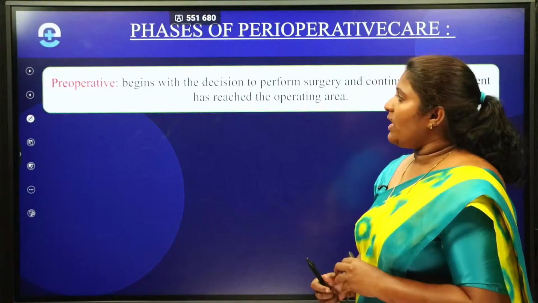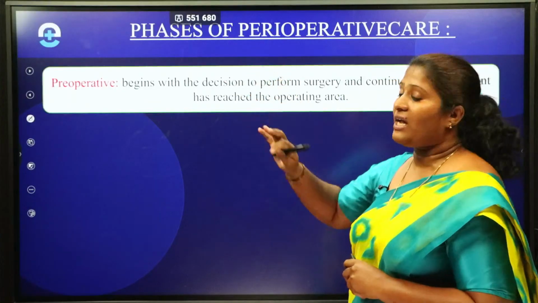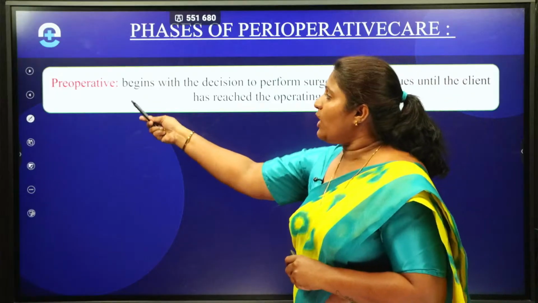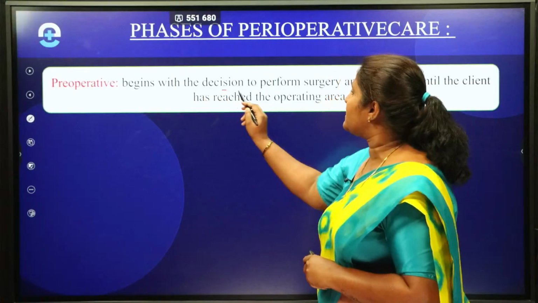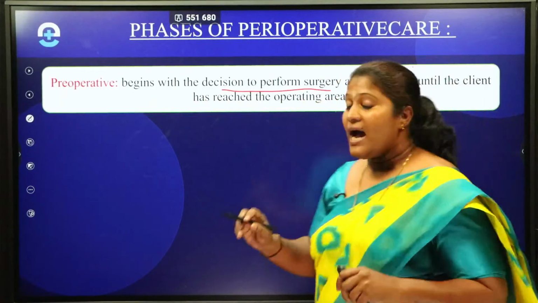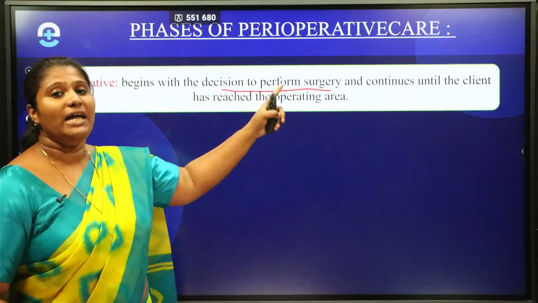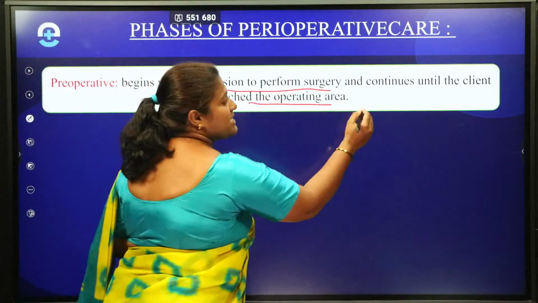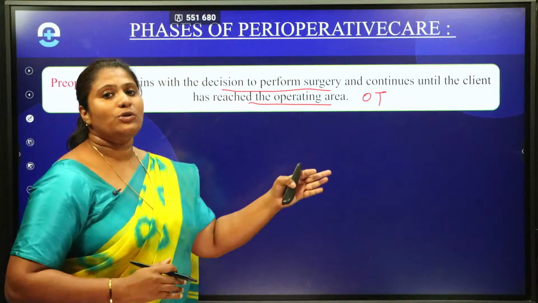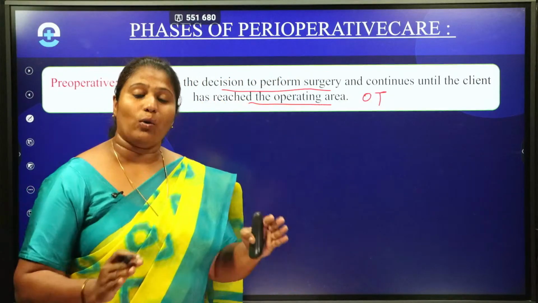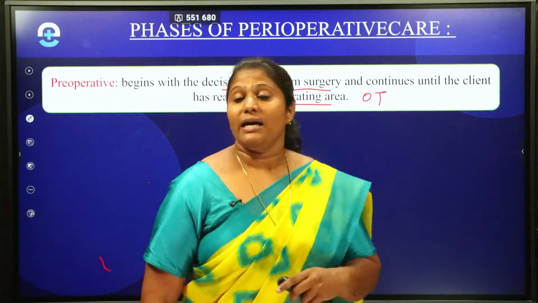So perioperative care has phases. The phases of perioperative care are three. First one is preoperative care. Preoperative begins with the decision to perform surgery and continues until the client has reached the operating area. The operating area is the OT. Before they enter the OT, what nursing care and what preparation has to be done, that is called preoperative nursing care.